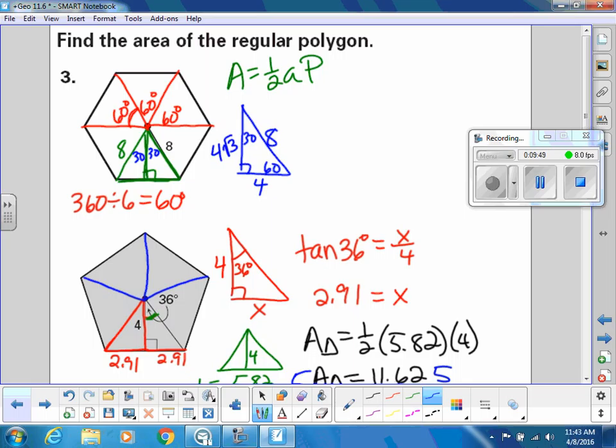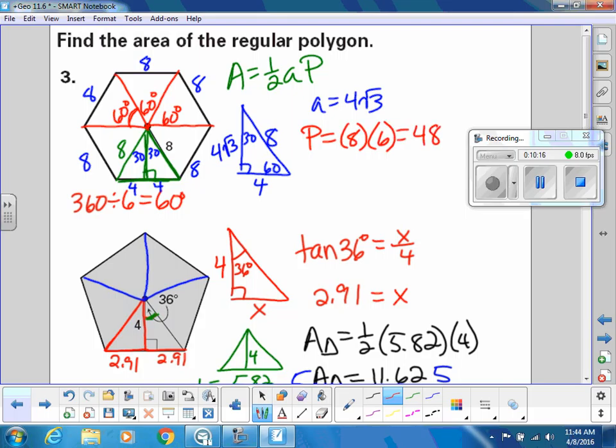All right, so this tells me 2 things. It tells me that the side length is 4 plus 4, which is 8. So each of these is 8. And then it tells me that the apothem is 4 root 3. Okay, so if a side length is 8, then the perimeter is going to be 8 times the number of sides, so 8 times 6 in this situation. So that's 48.